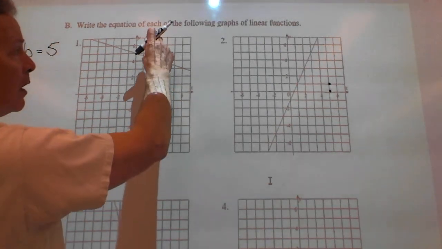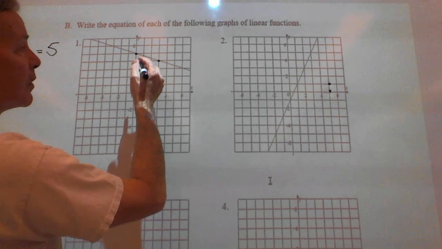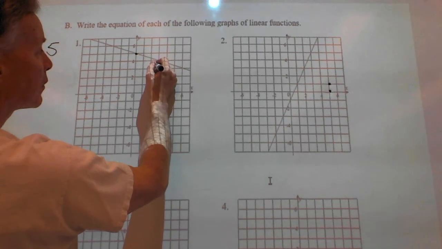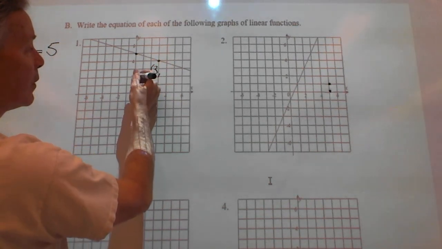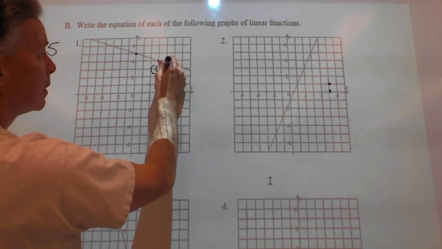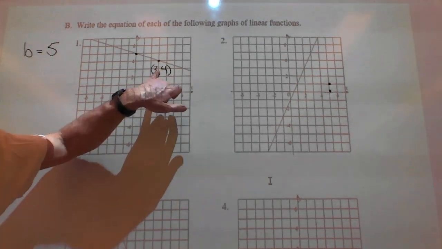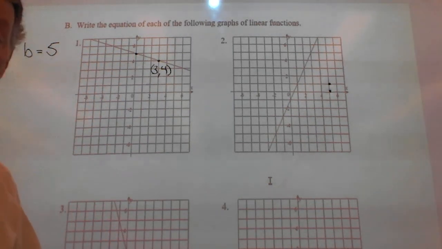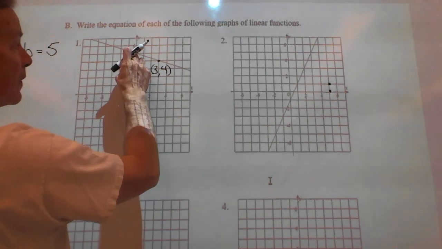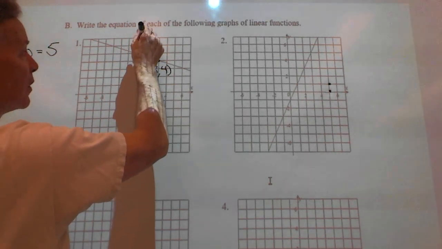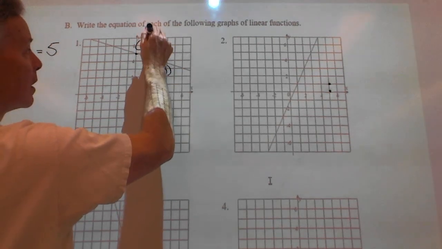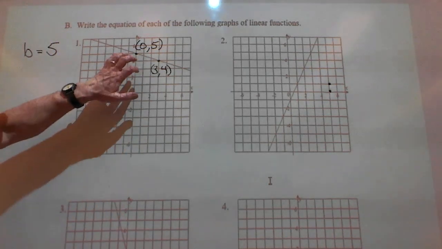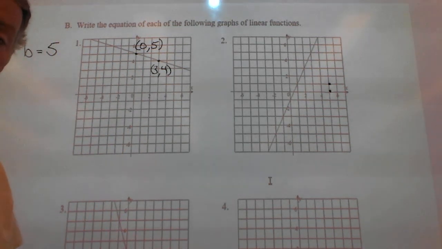So because this one crosses through an intersection of grid lines, it's pretty easy to tell that it's 1, 2, 3 across, and 1, 2, 3, 4 up. The coordinates for this point are at 3 and 4. Similarly, for our y-intercept, this is a point and it has coordinates, and the coordinates of this point would be 0 across and 5 up. Okay? So, knowing the values of these 2 points, we can find the slope.